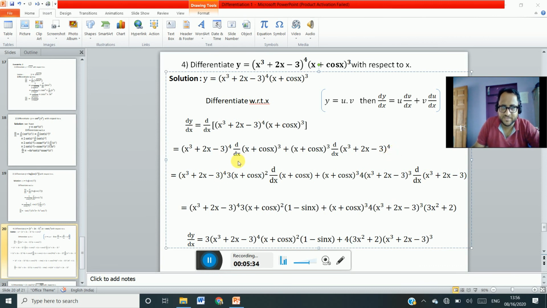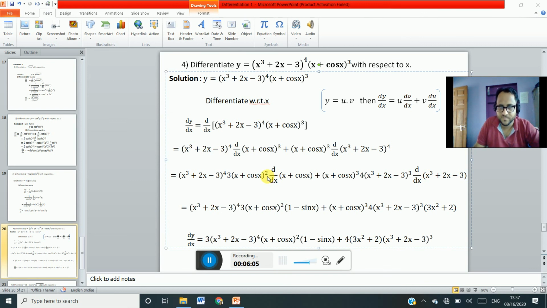Then see here, we have to find the derivative of this (x plus cos x) to the power 3, that is the second function. This is in the form of function to the power n, where x plus cos x is the function here. So we have to use the formula for function to the power n, that is n into function to the power n minus 1. Means 3 into function to the power 3 minus 1, that is 2.